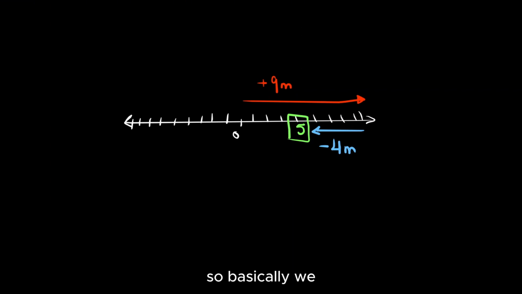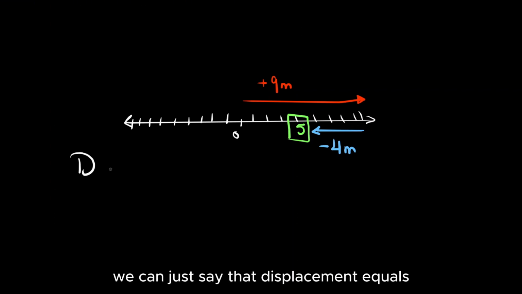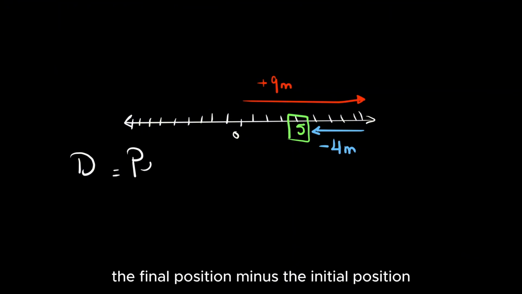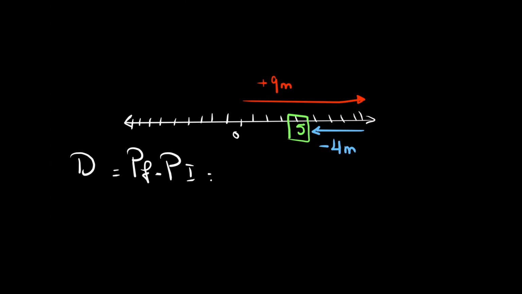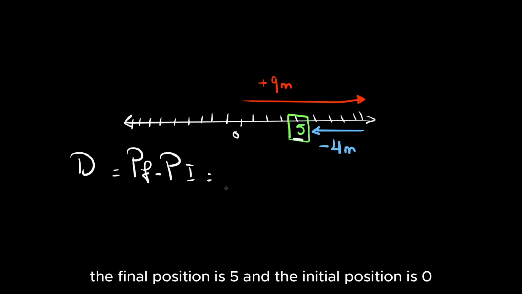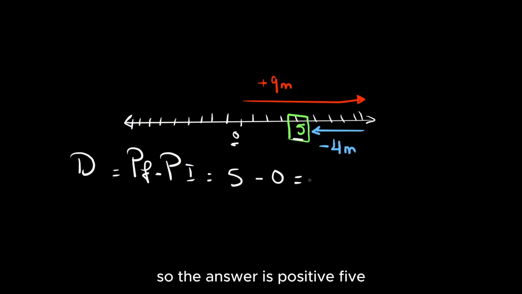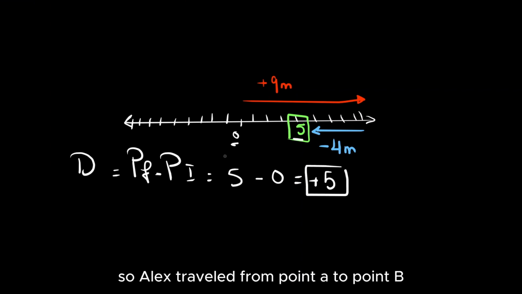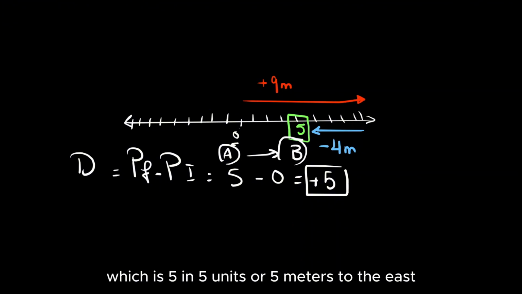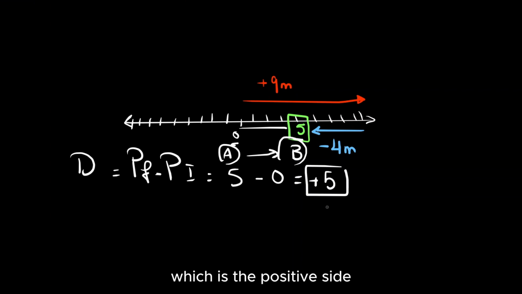So basically we can just say that displacement equals the final position minus the initial position. The final position is 5 and the initial position is 0. So the answer is positive 5. So Alex traveled from point A to point B, which is 5 meters to the east, which is the positive side. So the answer is positive 5 meters.